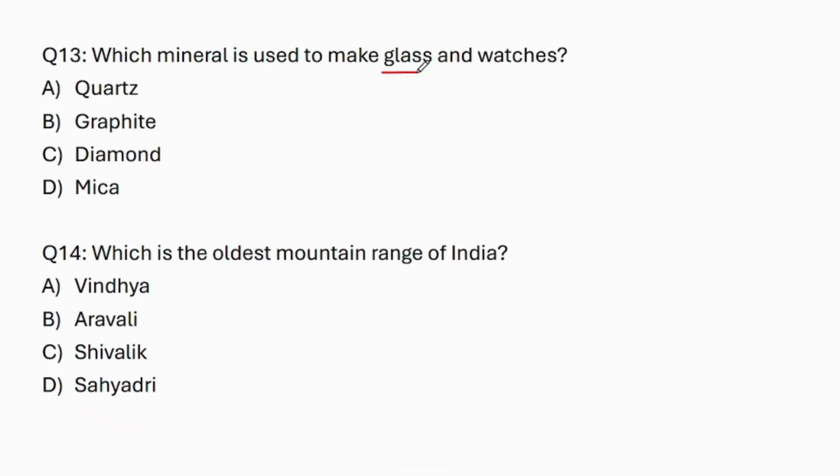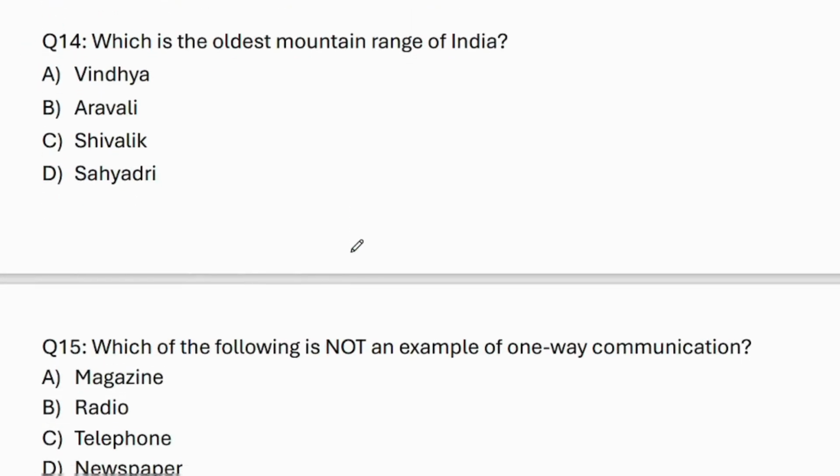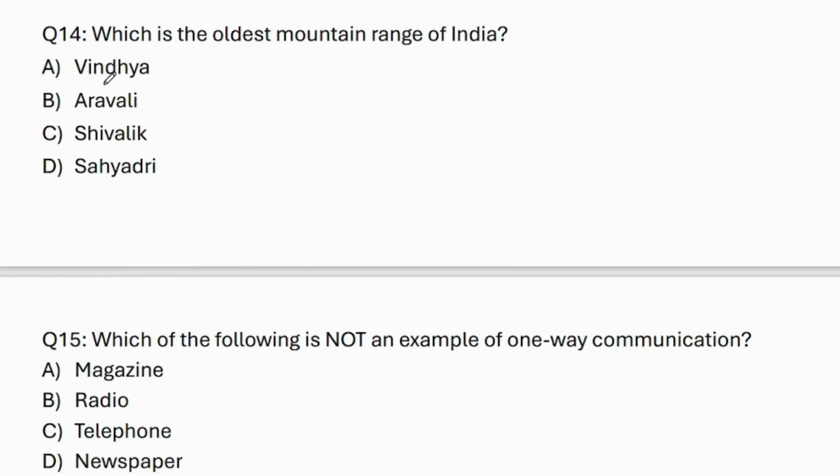Which mineral is used to make glass and watches? Is it diamond? No, it's so costly. Graphite? No, of course not. It does not have any shine. Mica? No, not at all. So it's quartz.